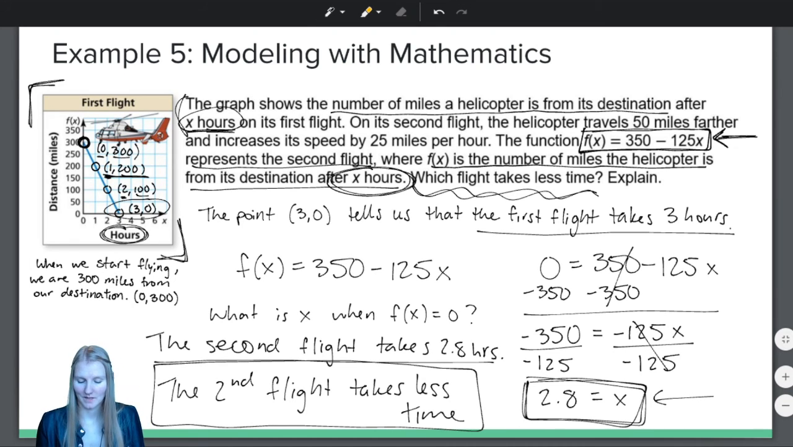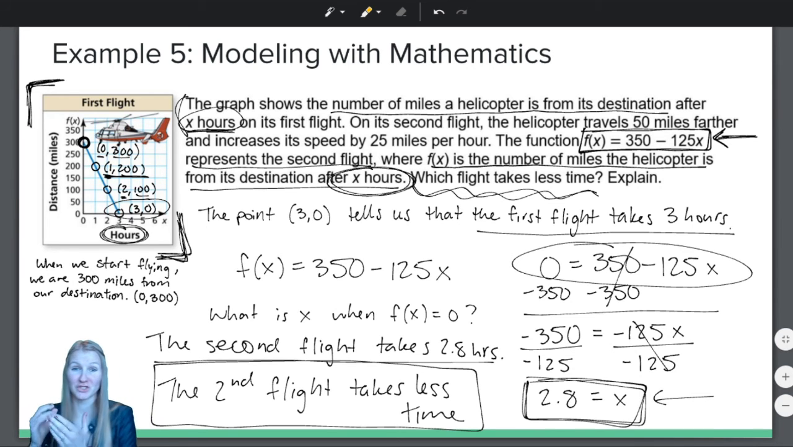Ta-da! Okay, that took a lot of thinking, and it took a lot of interpreting, right? We had to figure out, what do the points on this graph mean? What does x mean? What does f of x mean? We needed to figure out that we wanted f of x equal to 0, and that would tell us how long it took for our helicopter to be at its destination. There were a lot of pieces we had to connect here.